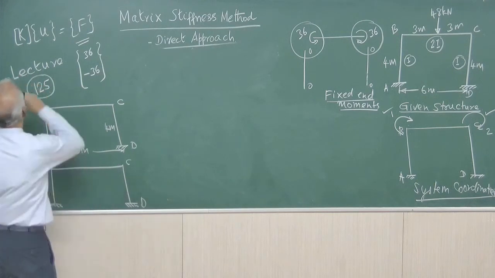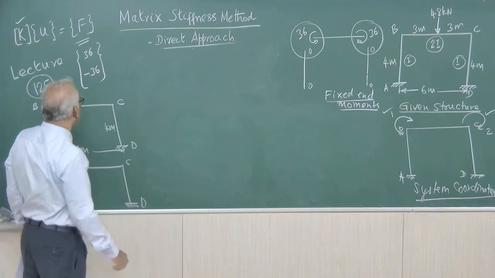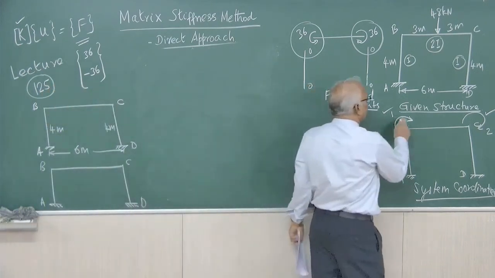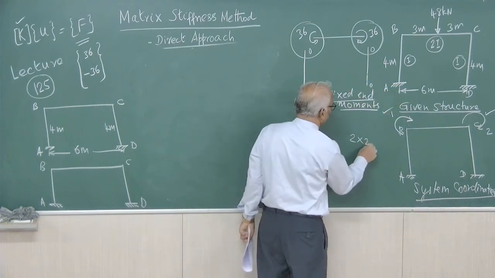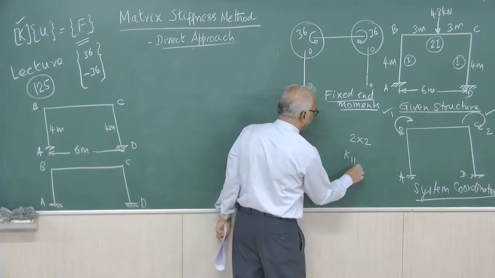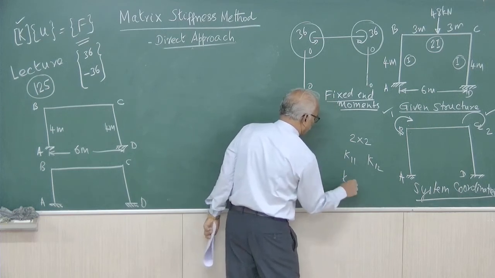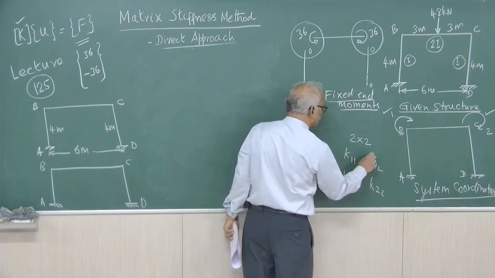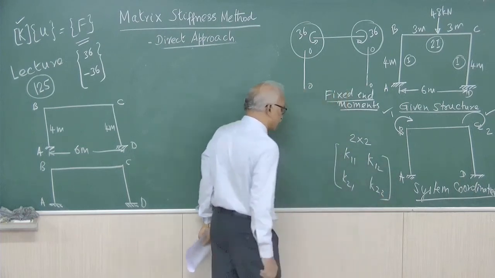Next is system stiffness matrix. Now there are two coordinates, coordinate 1 and coordinate 2. Therefore, the size of the stiffness matrix will be 2 by 2, namely K11, K12, K21, K22. Either use small k or capital K uniformly. So it will be of size 2 by 2.